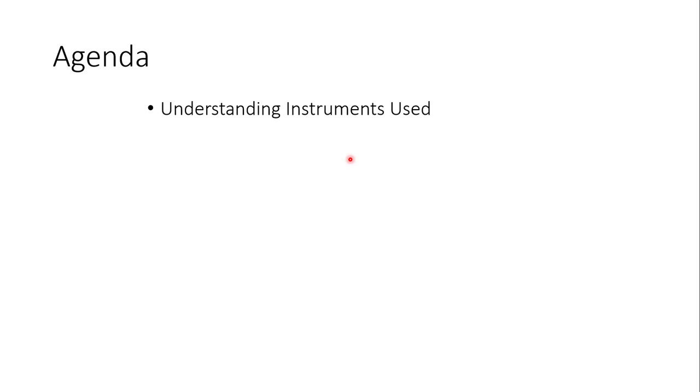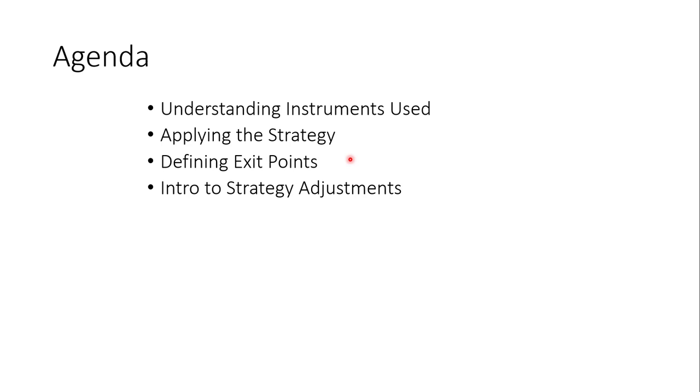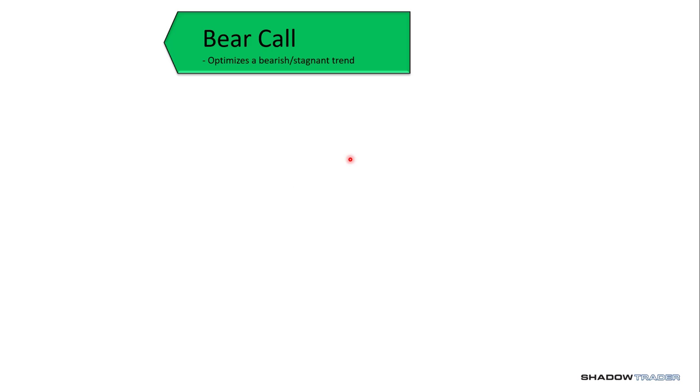Once again, we're going to understand the instruments used. We're going to take a look at those. Where do we apply this strategy, or why would we apply the strategy? Some exit points we want to look at. Strategic adjustments if things don't go our way. So, first of all, the bear call. It optimizes a bearish or stagnant trend.